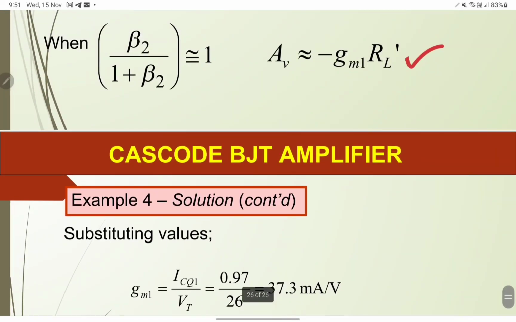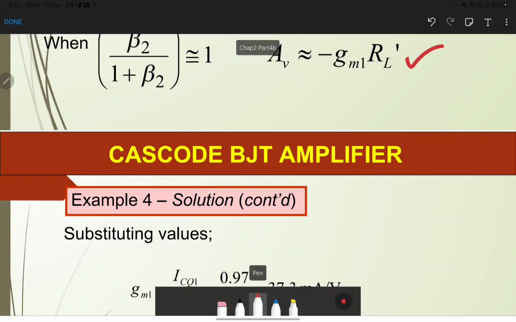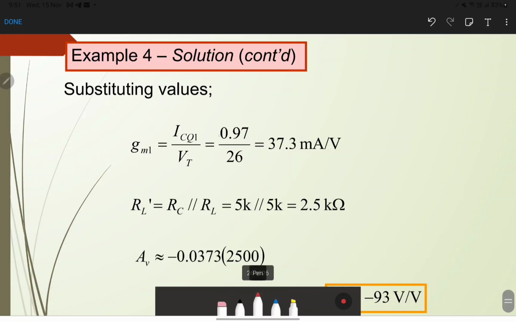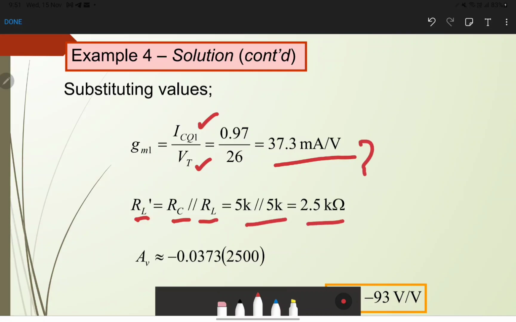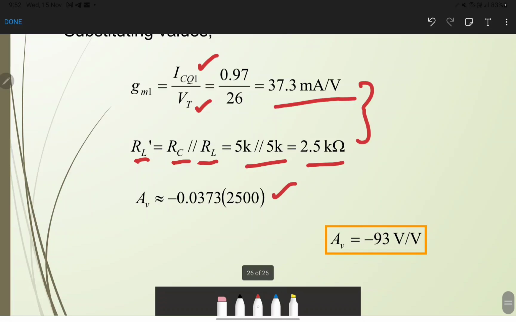So we just need to compute the value of GM1 and RL prime. So what is GM1? GM1 is equal to IC1 over VT. So we got 37.3 milli siemens, and then RL prime is RC in parallel with RL. So we got 2.5 kilo ohms. And finally, we need to multiply these two, GM1 times RL prime. So the result is our AV equal to minus 93.